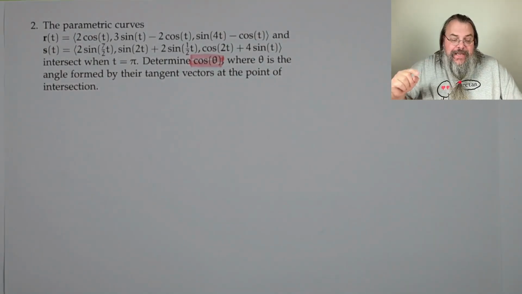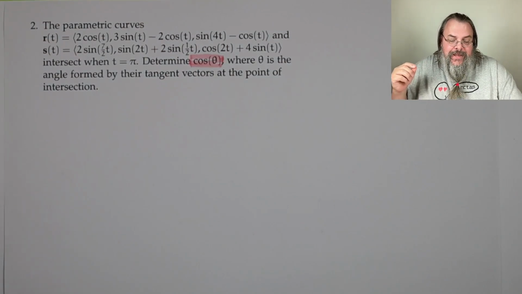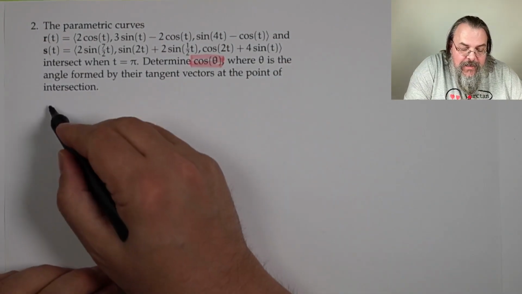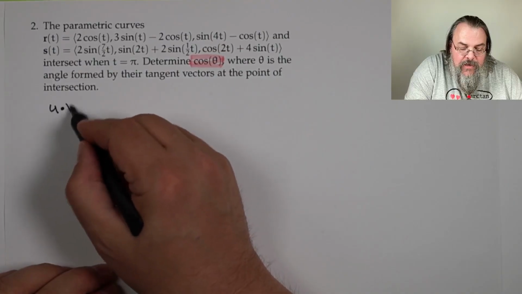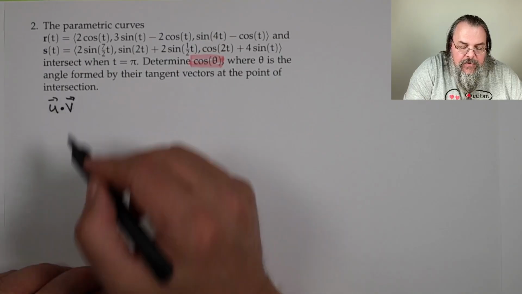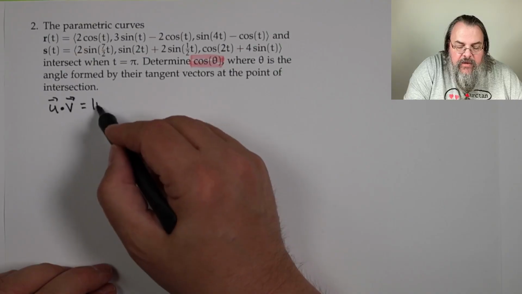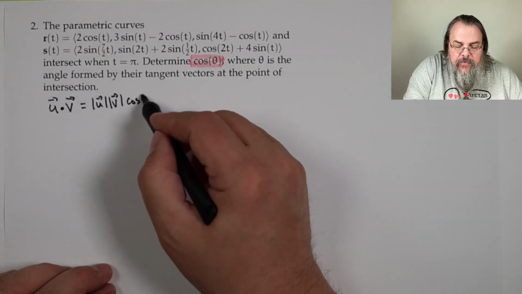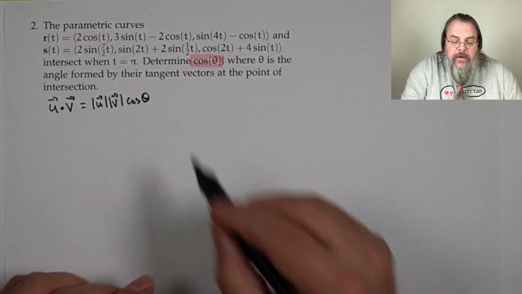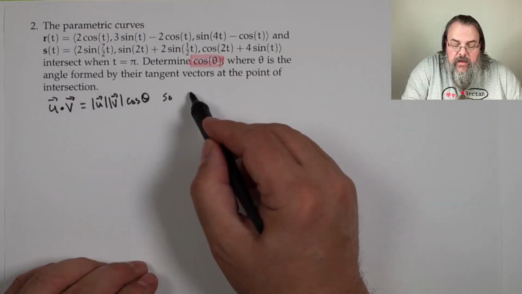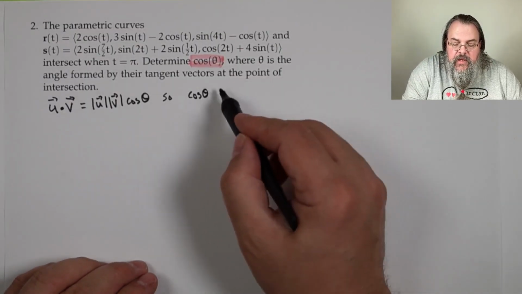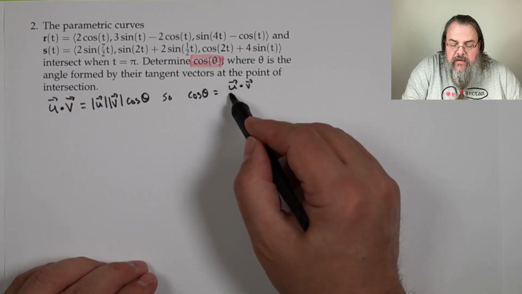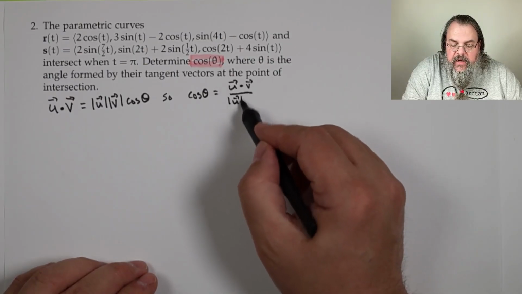Now, when we see cosine theta, we know something that involves cosine theta, and that is the dot product. So recall that u dot v, I'll make these little vectors just to emphasize, is magnitude of u, magnitude of v, cosine theta. And another way to say this is, okay, so if I want cosine theta, I take the dot product and I divide by the magnitudes of these vectors.